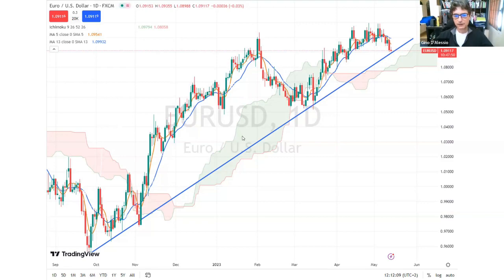The Ichimoku cloud certainly works for me. I understand it very well. Moving averages is also one that I find very easy to understand. Then there are many others that are very popular, like MACD or RSI or Elliott Wave theory.